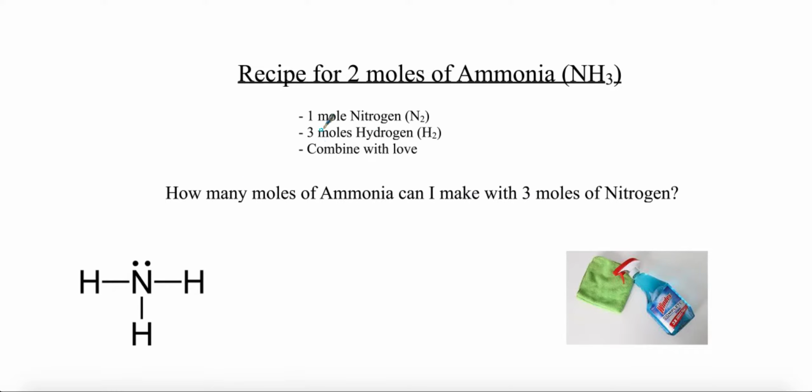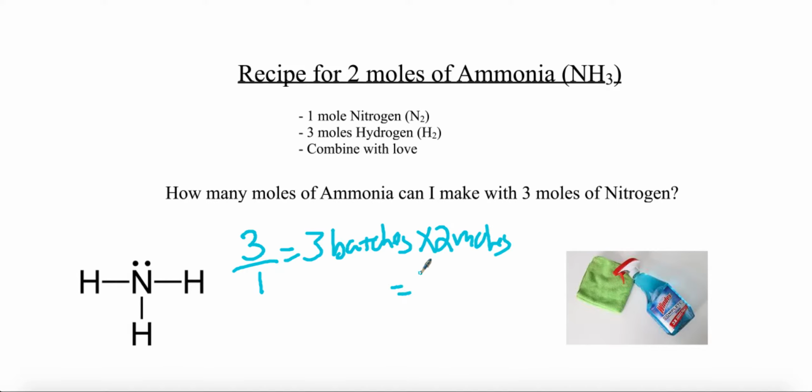So considering that 1 mole of nitrogen makes 2 moles of ammonia, if I have 3 moles of nitrogen, that can basically make me 3 batches of ammonia. Knowing that every batch is 2 moles, we can make 6 moles of ammonia. So the context is a little different, but the approach really wasn't all that different between a chemical reaction like making ammonia and a simple at-home recipe like making brownies.